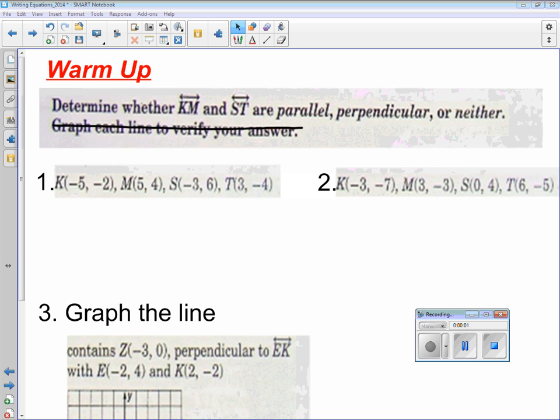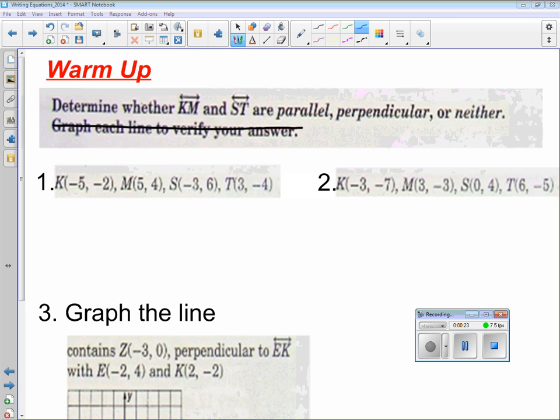We're looking at these problems here, and I'm giving you a series of points, K, M, S, and T, and we're going to have to determine whether or not the line KM is going to be parallel, perpendicular, or neither to line ST. So in order to answer that question, I have to use what? Midpoint, distance, or slope? Slope, because we know that slope tells us whether lines are parallel or perpendicular.